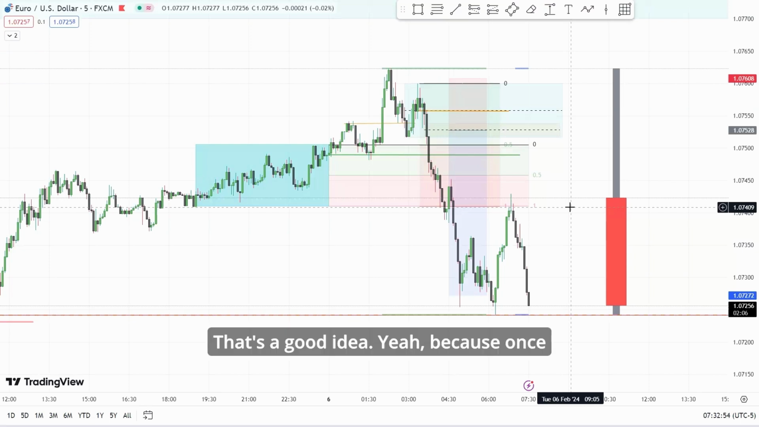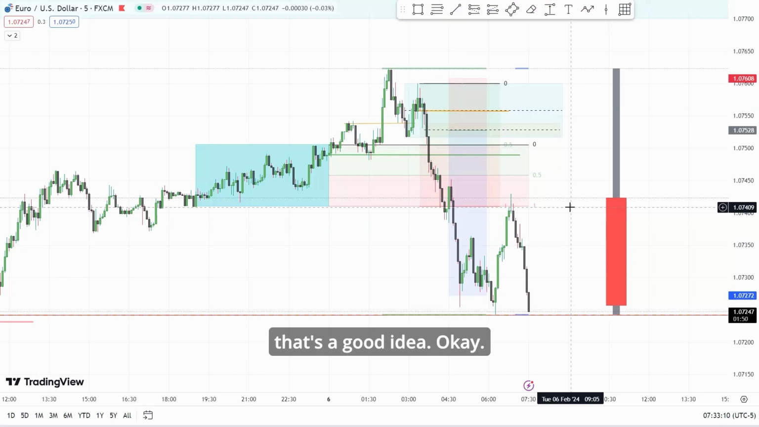That's a good idea. Yeah, because once you take a loss or two, you do tend to come back risking too much to revenge trade. So if that was locked out by default, that would protect you from further loss. That's a good idea. Okay, maybe they'll implement that.